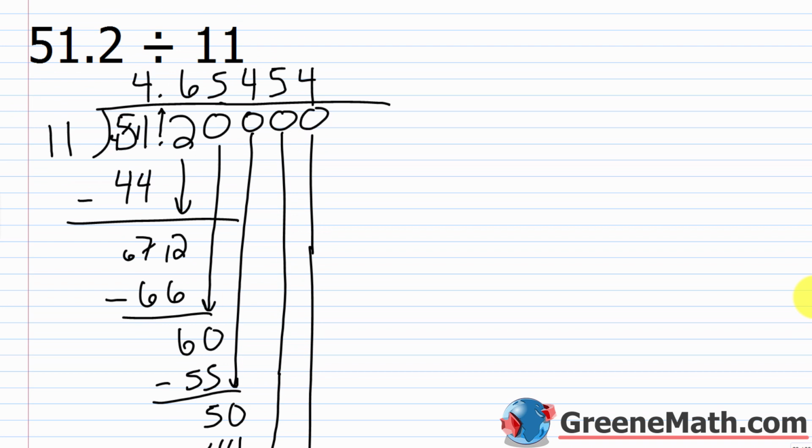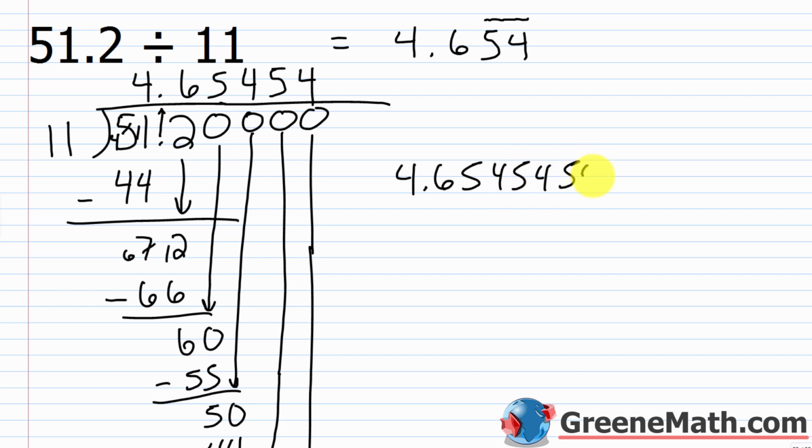So when you notice your pattern, you can go ahead and just stop and say, okay, I have 4.654. Now, the 5, 4 is what's repeating forever. So I'm going to put that bar over the 5 and the 4 only. But make sure you cover both digits, whatever's repeating. So I'm basically demonstrating that the 5 and the 4 will continue forever. So in other words, 4.654, 54, 54, 54, so on and so forth.